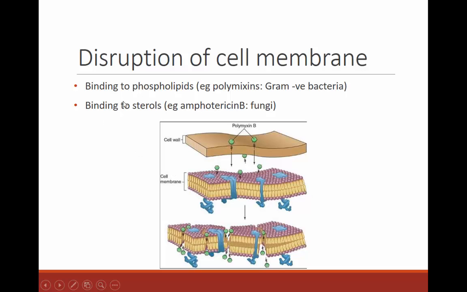This is just basically showing you where the disruption occurs. So if you have polymyxins, which are effective against gram-negative bacteria, they bind to the phospholipids, so you'll get disruption there. If you have binding to the sterols, so if you've got a fungal disease, for example, such as amphotericin B, it will bind to the sterols and disrupt the cell membrane. Okay, so if they bind, then they disrupt and it just loses all its integrity.